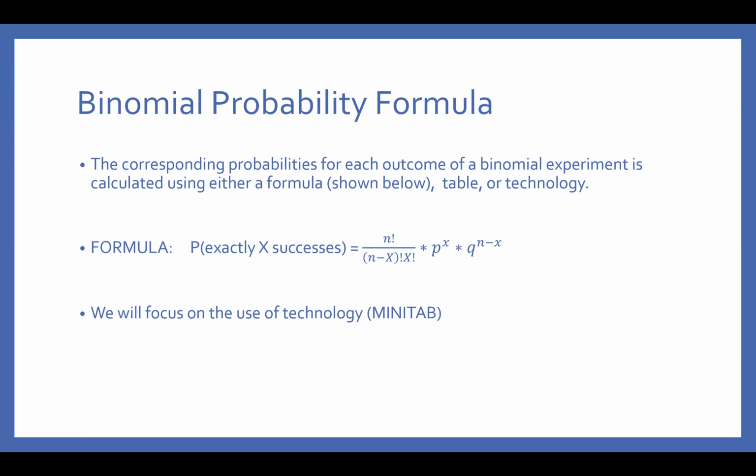One of the issues with the formula is it only allows us to figure exactly X successes. So if I'm going to flip the coin 20 times, I could find the probability that I get exactly 7 heads. But if I wanted to find the probability that I get less than 7 heads, the formula doesn't work. So we will use Minitab to do the binomial probability distribution. I just let you know there is a formula out there.